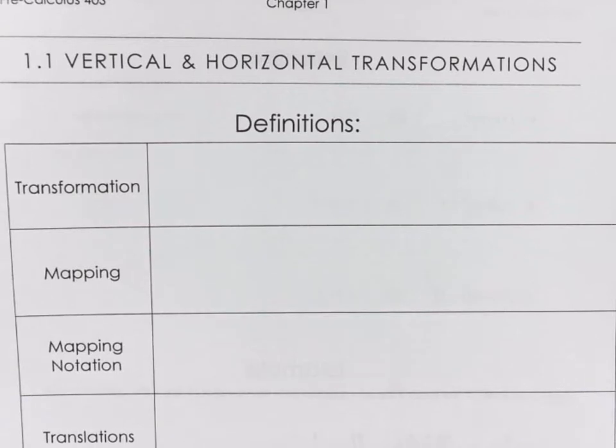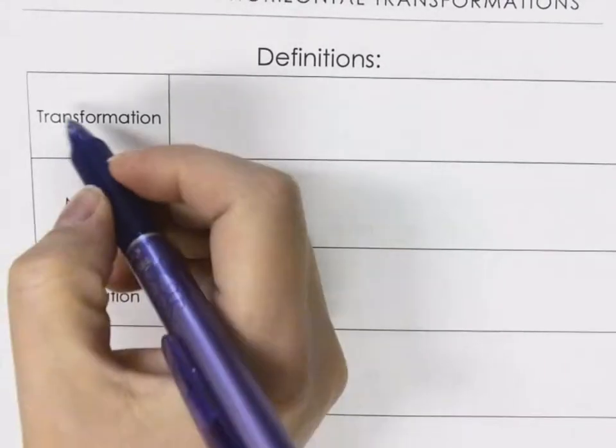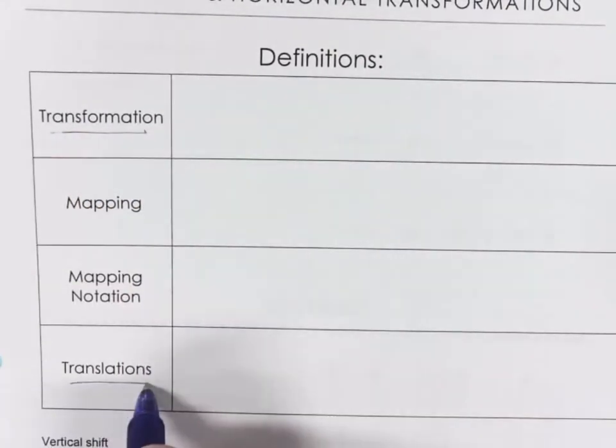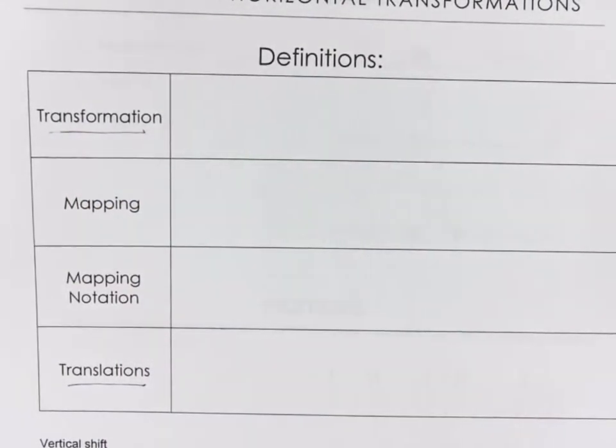So, vertical and horizontal transformations. I want you to look at two words here. We've got a transformation and we have a translation. They are very similar words, but they mean very different things. Those are the two that kind of get intertwined and mixed up a little bit.